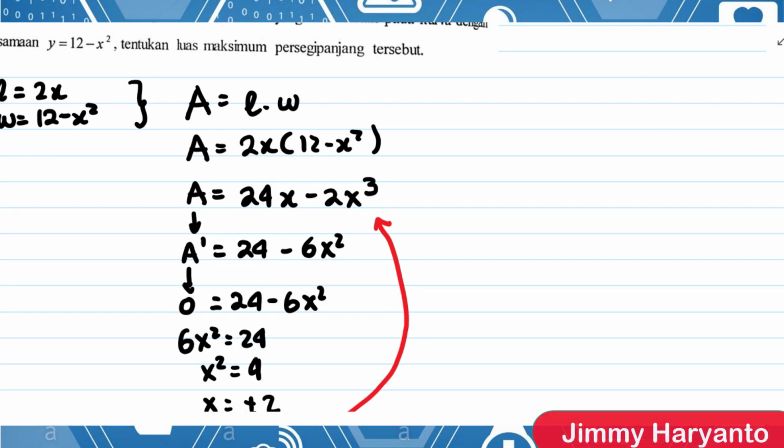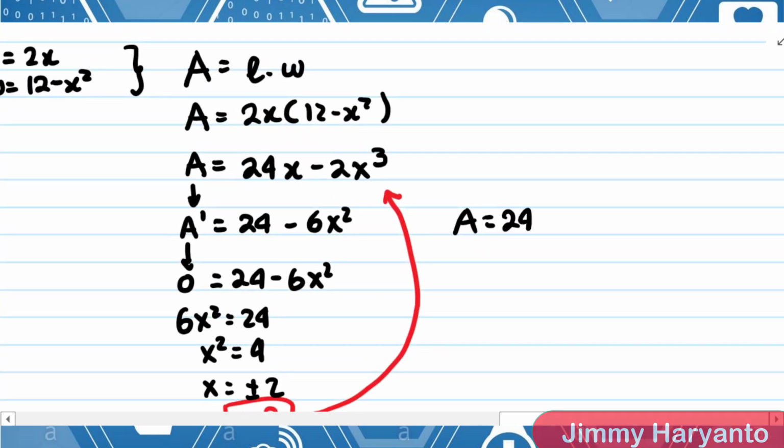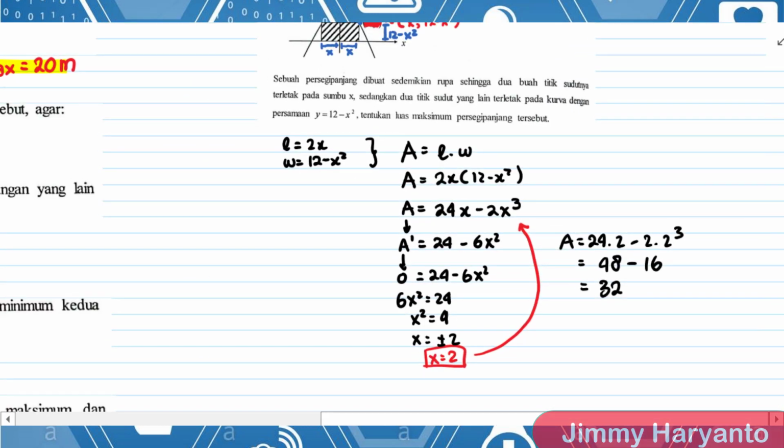Yeah, so luas maximum, we have to find the area. The area will be 24 times 2 minus 2 times 2 to the power of 3. So it will be 48 minus 16. 48 minus 16 equals 32. The area, 32 square units, yeah.